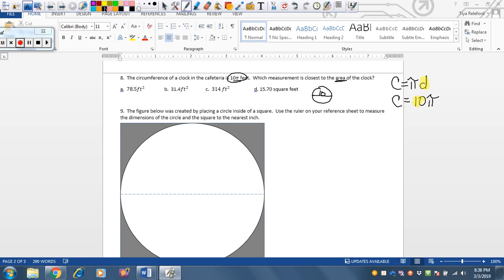Now that you know that, use the area formula to find area. That's what they're testing to make sure that you know that 10 is the same as diameter. And you will see one like that, I almost promise you.